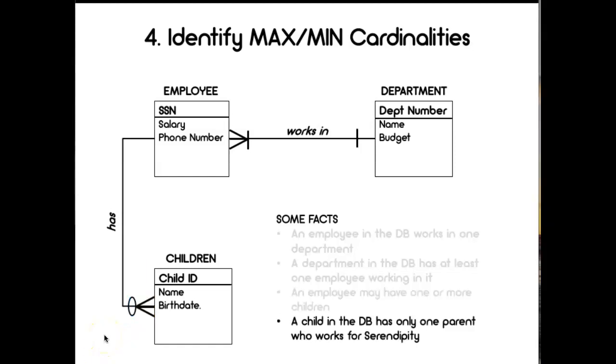Finally, we can review the last statement. A child in the database has only 1 parent who works for Serendipity. This provides us with information about the cardinalities for the employee entity in the employee-children relationship. Similar to the first statement we analyzed, an employee in the database works in 1 department, we can infer from the statement, a child has only 1 parent who works for Serendipity, to mean that both min and max cardinalities are 1, and can be represented as a single perpendicular line near the employee entity, and a single line going into the employee entity.